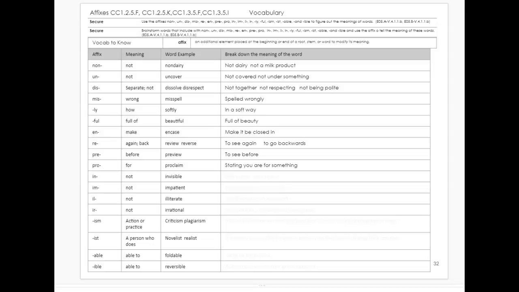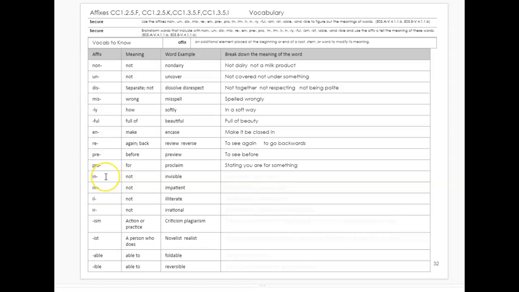And as we're looking at this, we've already looked at non, un, dis, and mis, which are nots and wrongs, and dis is to separate or not. Mis is wrong, where these are more just no. Then we have ly, which is how we do something, ful, full of, and then we have en to make, re, again or back, pre, before, pro, for.